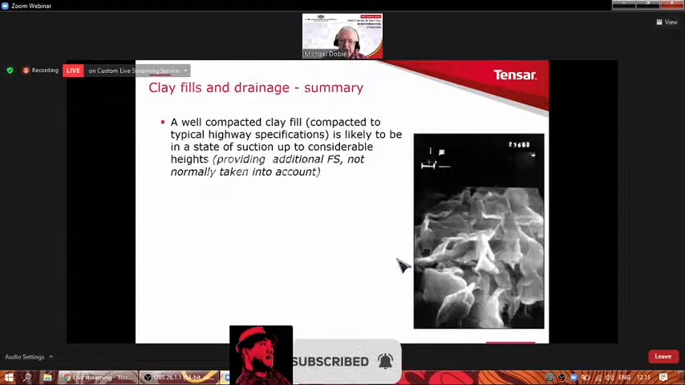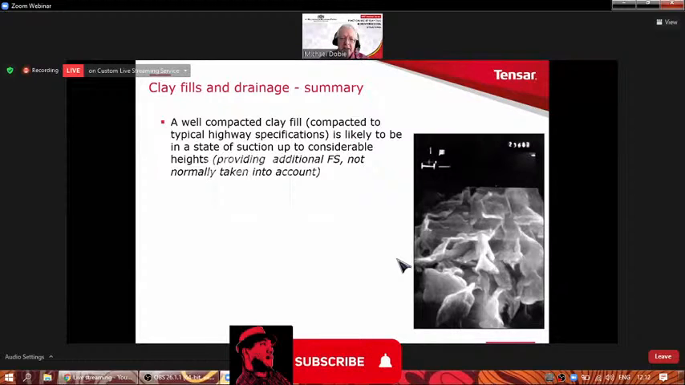So I've come to the end now. We've covered quite a lot of information, but just to remind ourselves about a few things, then in a well-compacted clay fill built to typical highway specifications, the clay is going to be in a state of suction to considerable heights. Very high fills you may generate positive pore pressure at base of the fill. However, typical highway embankments generally not reaching those heights so often.